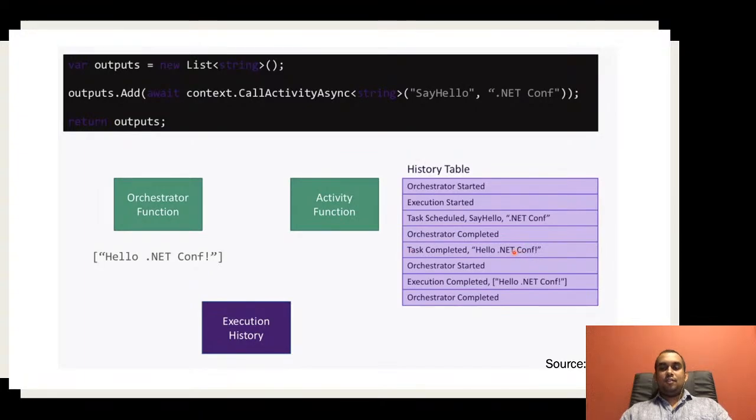Once this is returned, the orchestrator starts again. It will look at whether this activity function has already been called. Where does it look? It's in the execution history. The orchestrator will start again from here and come to this point, and in the history it will see whether this call has already been made.